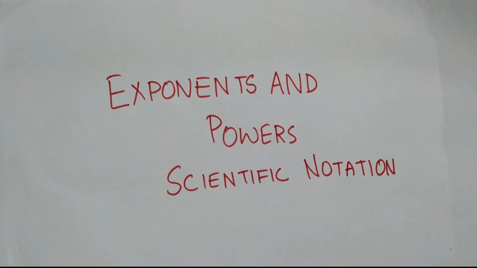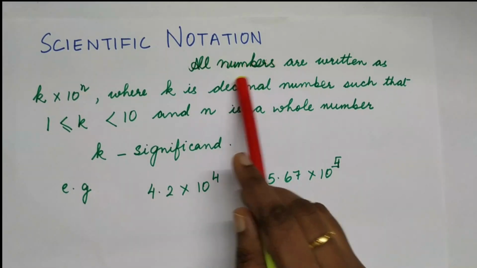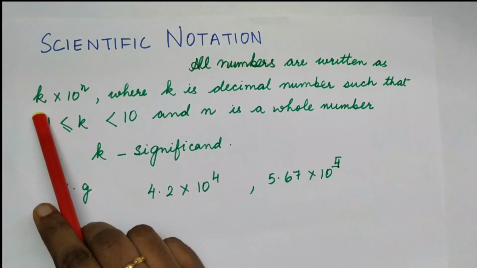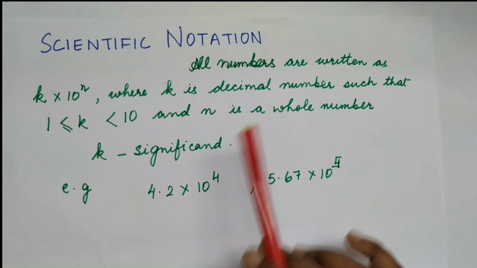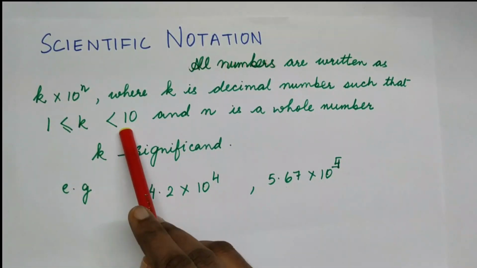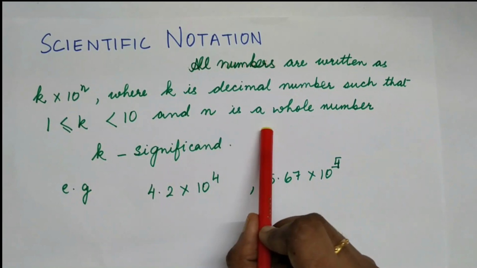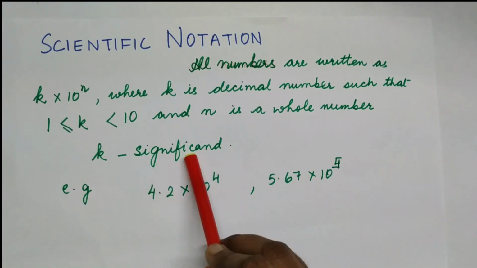So let us begin. Now, scientific notation is a way of writing very large numbers to be easily written in a standard form. Now, when we are writing it, all numbers are written in the form of k into 10 to the power n, where k is a decimal number such that it lies between 1 and less than 10, and n is a whole number, and this k is also called the significant.